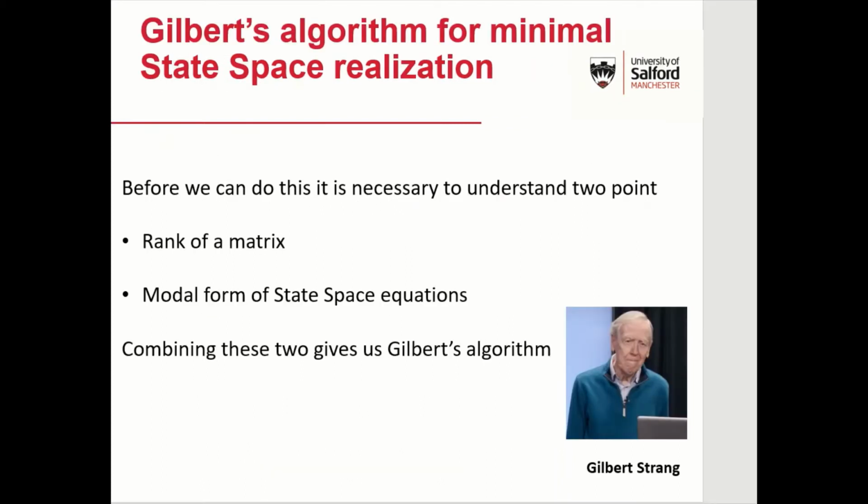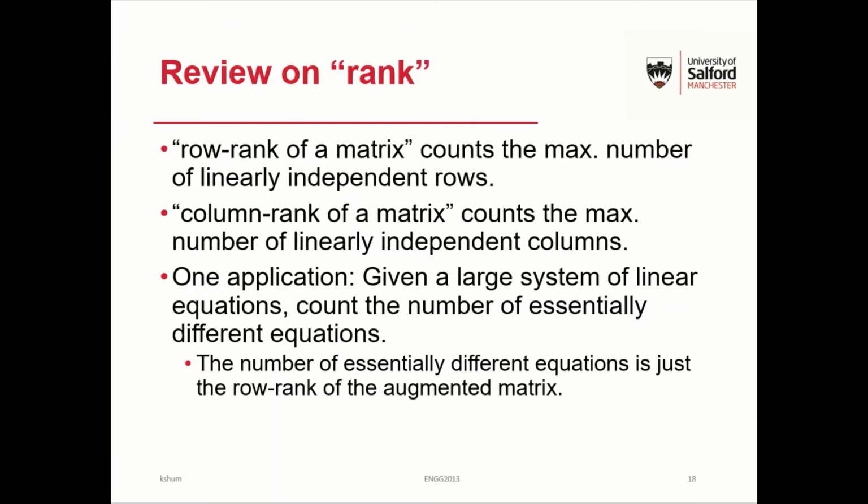So the position on this was sorted out by Gilbert Strang, a mathematician who came up with an algorithm, which is then called Gilbert's algorithm, to obtain minimal state space realizations. And his thinking was based on working out the rank of a matrix and producing a modal form of state space equations. And by combining these two ideas of rank and modal form, he then gives us a technique for obtaining a minimal state space realization.